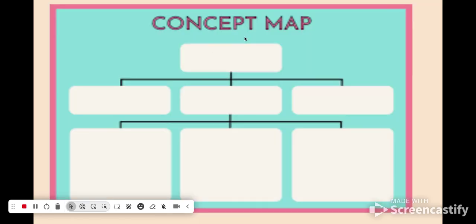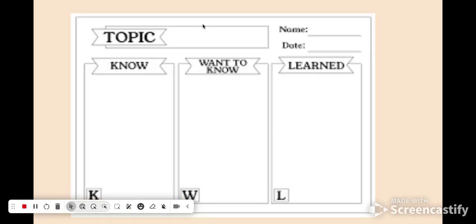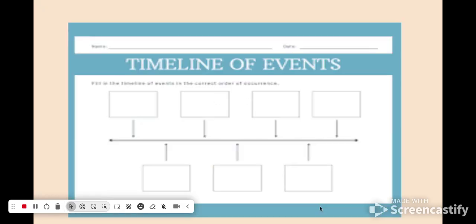This would be a concept map, great for introducing new topics. The concept goes here, and then the ideas about that topic go underneath. This will be categorizing. This is a KWL chart. The topic will go here. Things they already know, things they want to learn go here. At the end of the lesson, you revisit and they write down things they have learned. This is great for bridging prior knowledge with new knowledge.